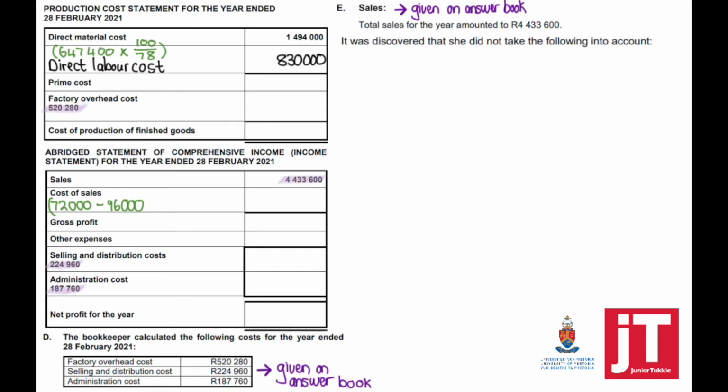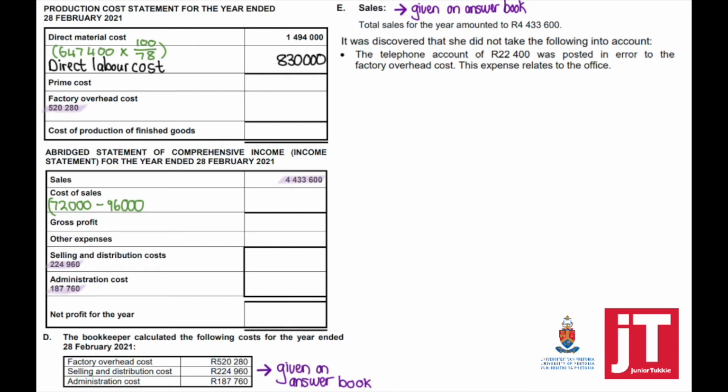Now it was discovered that she did not take the following into account. The telephone account of 22,400 was posted in error to the factory overhead cost. The expense relates to the office. So please take note how we're approaching this. I'm not just focusing on the production cost statement and then going on to completing the statement of comprehensive income. I'm doing it at exactly the same time.